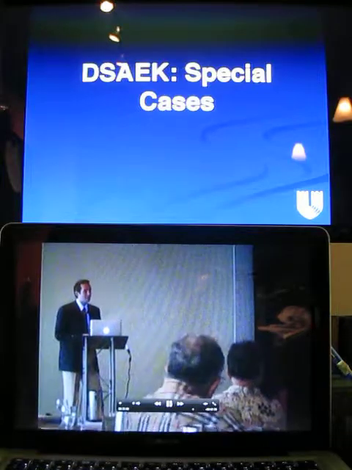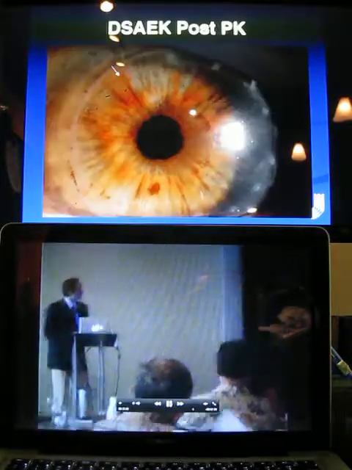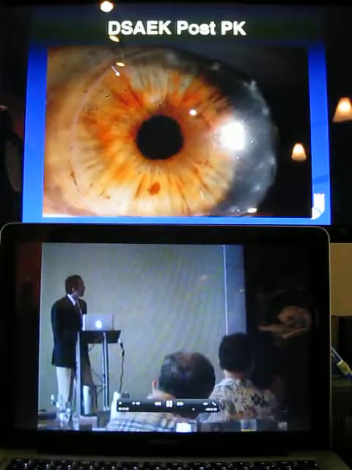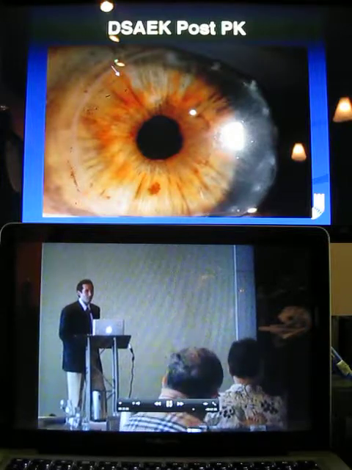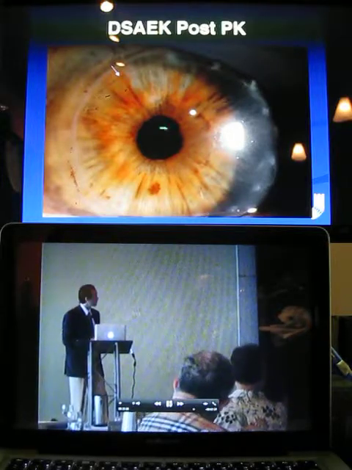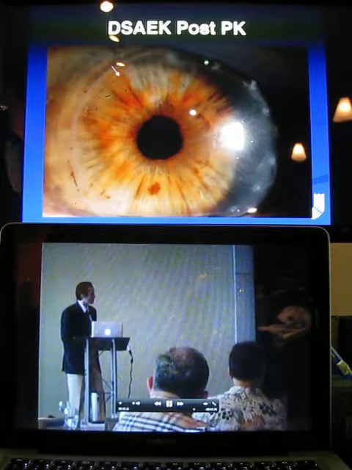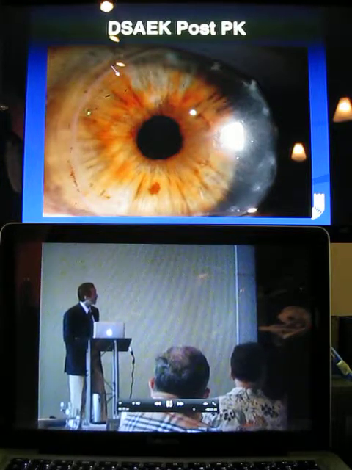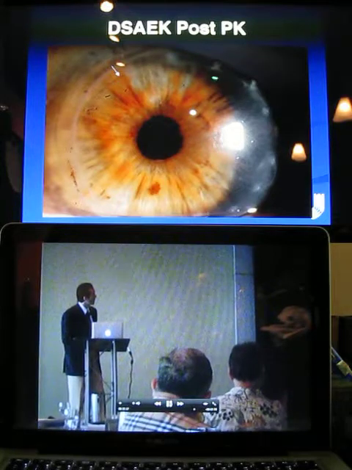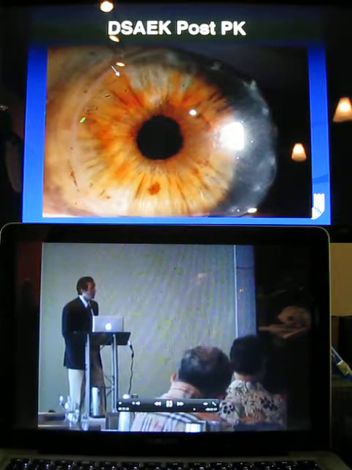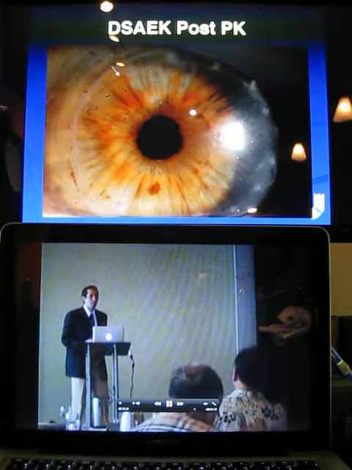So, special cases of DSAEK. DSAEK has been successfully achieved in graft failure. Here you see a beautifully clear corneal transplant. Here you see the corneal transplant scar from a prior penetrating keratoplasty that failed. And then a subsequent DSAEK, you see the DSAEK margin right here, clears that graft beautifully.